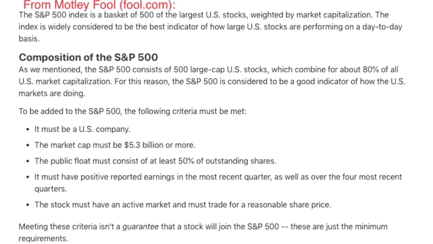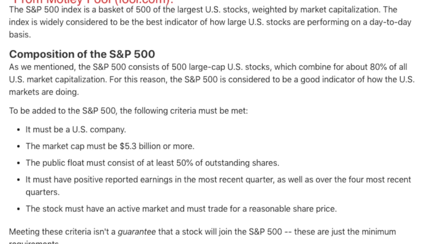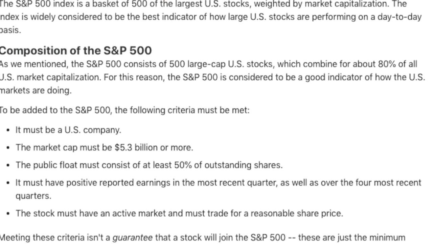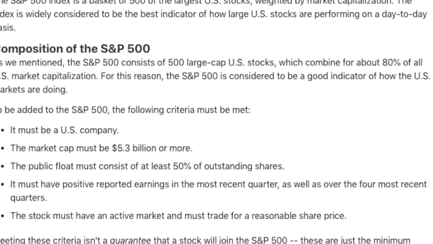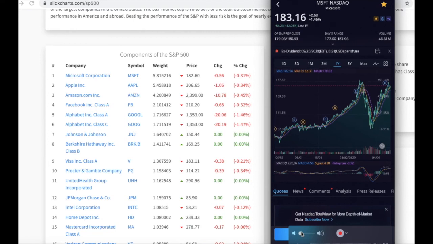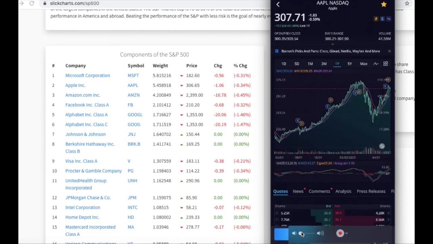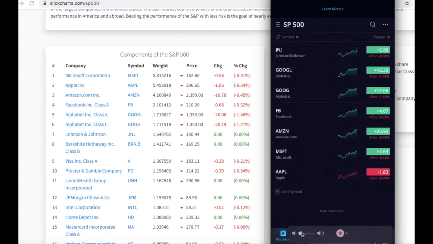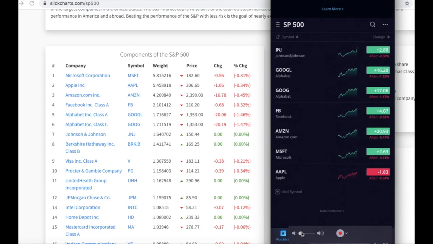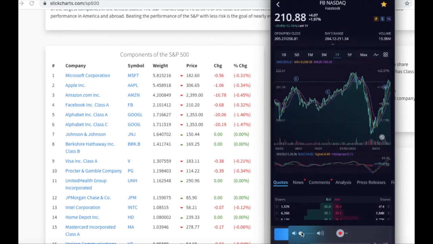Here's a brief description of the S&P 500. Basically, you need to be a U.S. company with a pretty large market cap and good financial health. You can see that in many places on the internet. The biggest chunk in this S&P 500 would include Microsoft, Apple, and Amazon, to name a few.